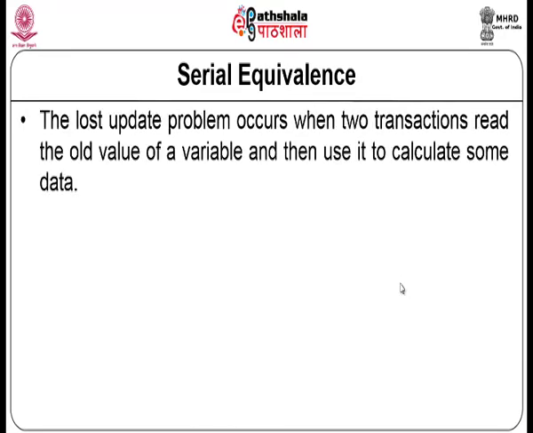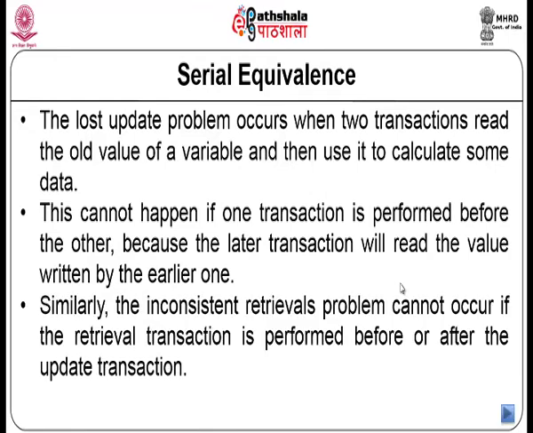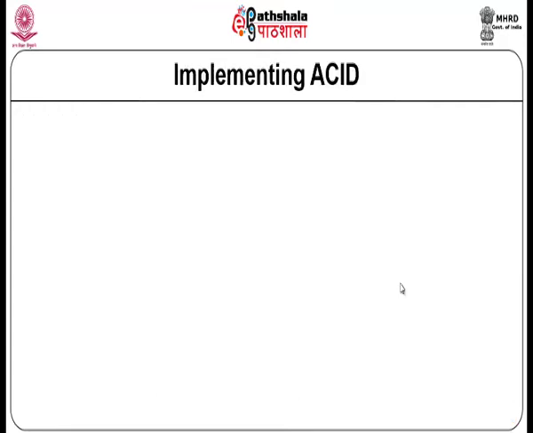The lost update problem has occurred because the transaction was reading an old value. If the object does not quickly allow the other transaction to read, then this problem will not happen. Similarly, inconsistent retrieval also occurs when the retrieval happens in the middle of the update operation. It cannot occur if the retrieval happens before or after the update transaction.